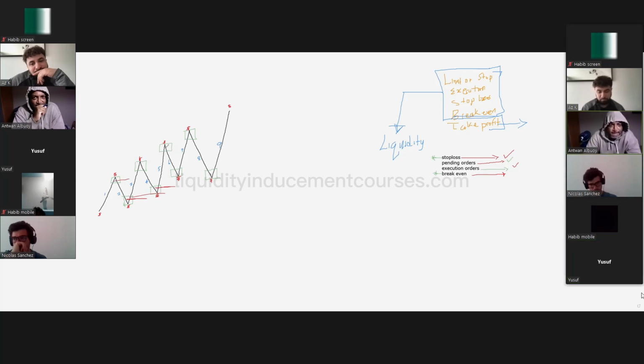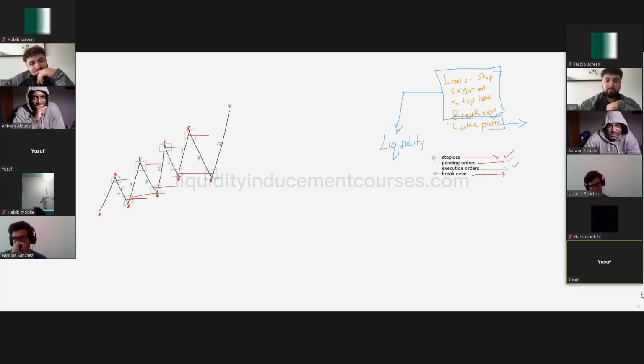Yeah. And when you break even, you have just added liquidity to the market, because once the market comes here, it takes you out. So it grabs that liquidity. I hope it is making sense, everybody.